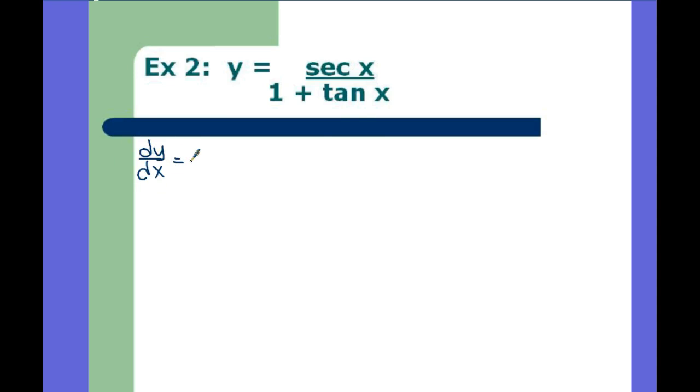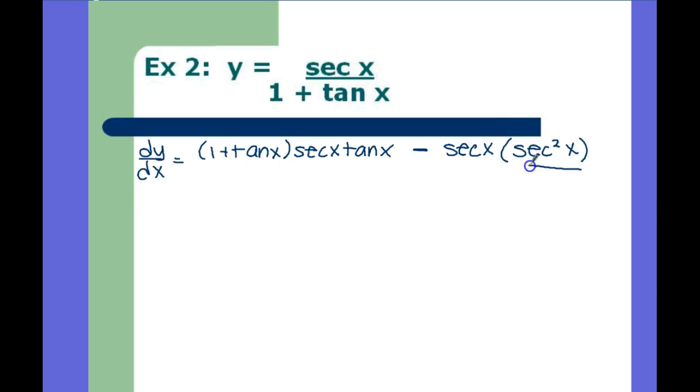equals the denominator times derivative of the numerator. Derivative of secant is secant x tan x, minus the numerator times derivative of the denominator. Derivative of 1 is 0, derivative of tan is secant squared x, all over 1 plus tan x squared.